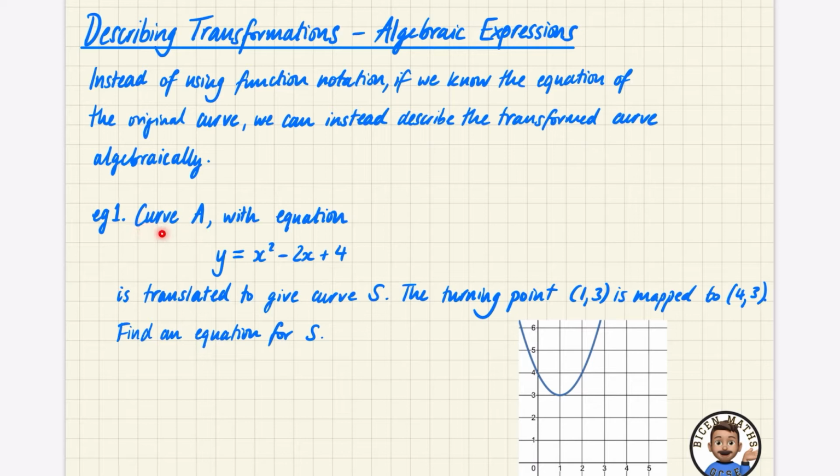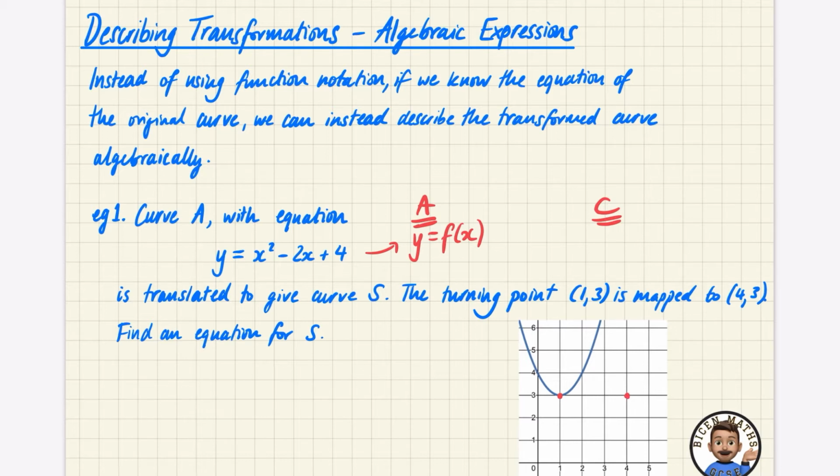So the example says, curve A with equation y equals x squared minus 2x plus 4, which I've drawn here, is translated to give curve S. The turning point, 1, 3, is mapped to 4, 3. Find an equation for S. So it's definitely a translation, which is good. So if we said that this original one that we had here was y equals f of x, and this is for curve A that we've got, we're now going to think, what would it be for curve S? Well, they've said that the turning point, which is 1, 3, is going to map to 4, 3 instead.